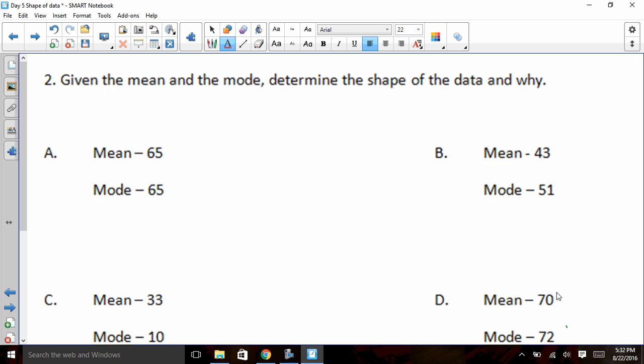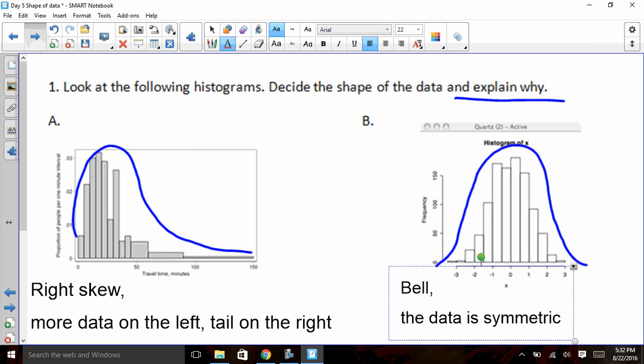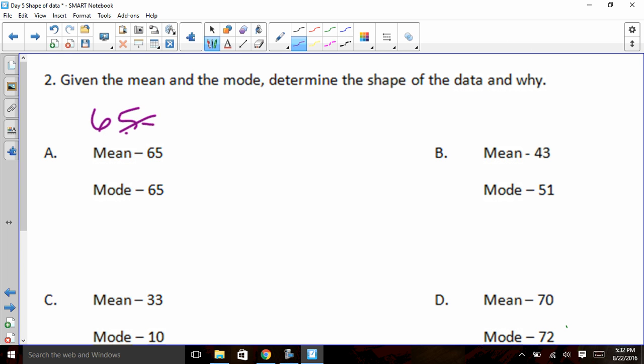So, given the mean and the mode, determine the shape of data and why. Well, if we go back a couple slides, we said that for bell, my mean is equal to my mode. Right, the mean is bigger. Left, the mode is bigger. Okay, so if we take a look at A, I see that 65 is equal to 65, isn't it? So this one must be a bell. Why? Because my mean equals my mode.